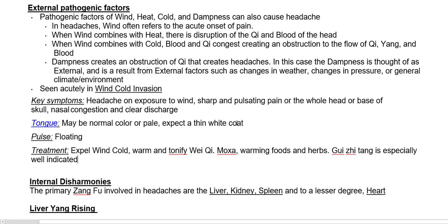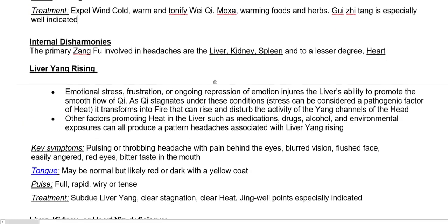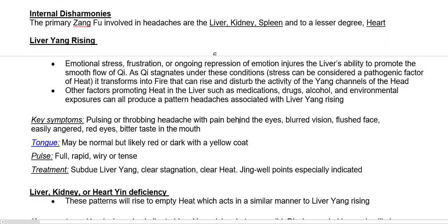Those are external factors. Where we spend more time, and really where we find the causes of most of the headaches that we see clinically, are internal disharmonies and internal patterns, mostly related to the liver. The liver should probably have a double underline here, because the majority of internal headaches are related to the liver either being in excess or deficiency. And then we see the kidney and the spleen to a lesser degree. We also involve the heart.